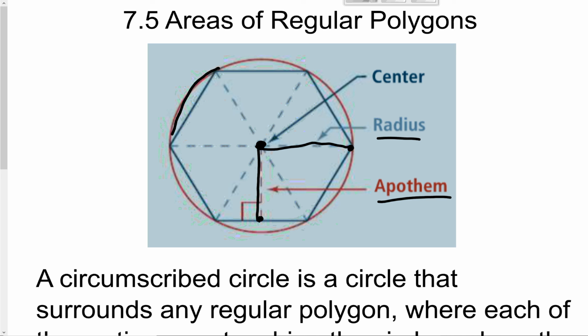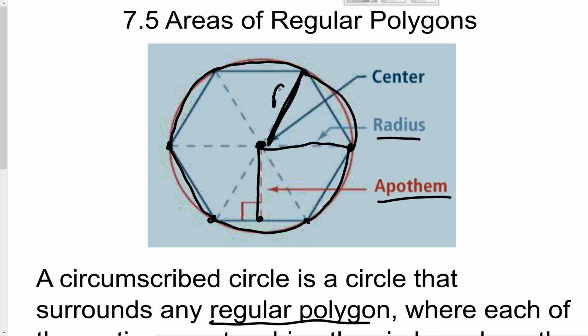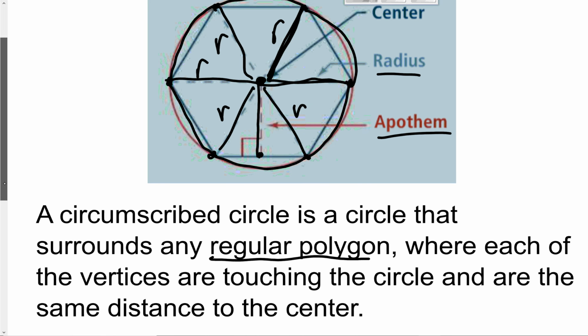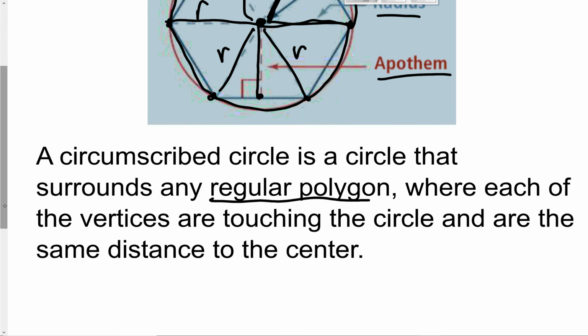So notice it hits the edges on the outside. That's a circumscribed circle. So it's going to go around the polygon, a regular polygon, and every corner is going to hit that circle. So it's going to have that same distance. So this distance would be the radius, this distance would be the radius, this distance would be the radius. Okay, so that's a circumscribed circle. So there's the definition for you.